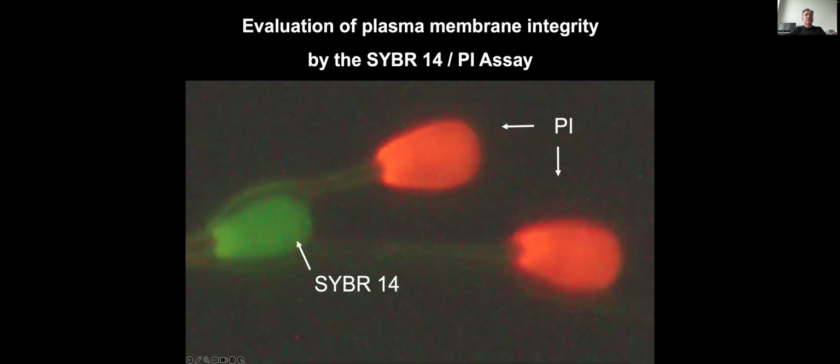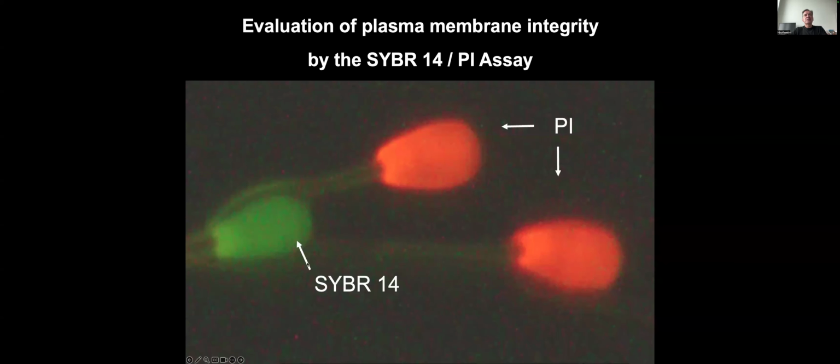This is, for example, as I already mentioned, the most important point: to measure the plasma membrane integrity of the sperm, if the sperm are viable or not. And here, most often SYBR-14 is used in combination with propidium iodide. And these are two stainings. They are showing the DNA.